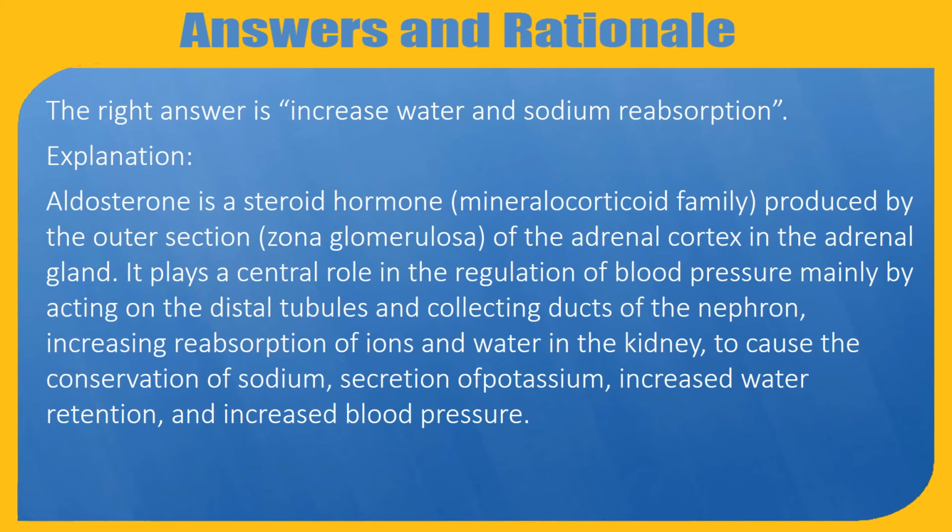Explanation: aldosterone is a steroid hormone, of the mineralocorticoid family, produced by the outer section, the zona glomerulosa, of the adrenal cortex in the adrenal gland. It plays a central role in the regulation of blood pressure, mainly by acting on the distal tubules and collecting ducts of the nephron, increasing reabsorption of ions and water in the kidney, to cause the conservation of sodium, secretion of potassium, increased water retention, and increased blood pressure.